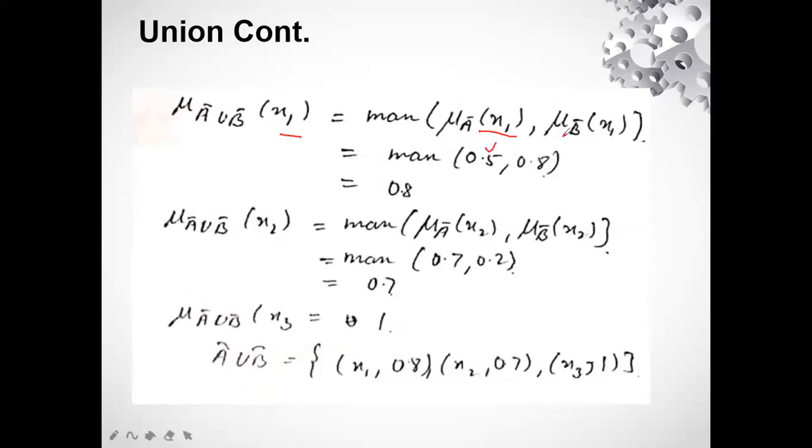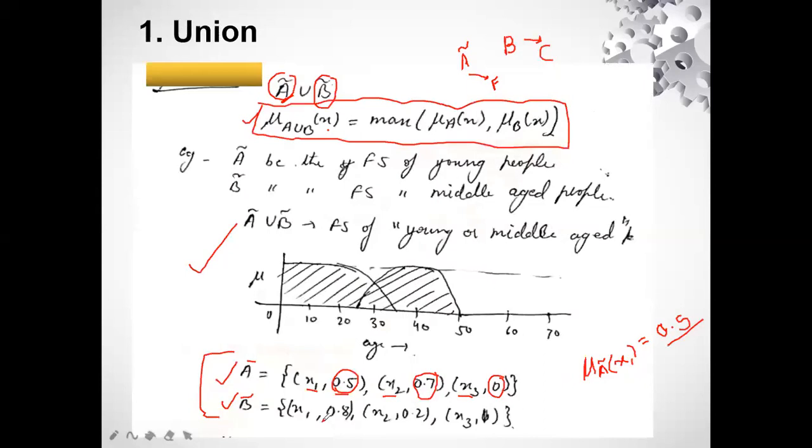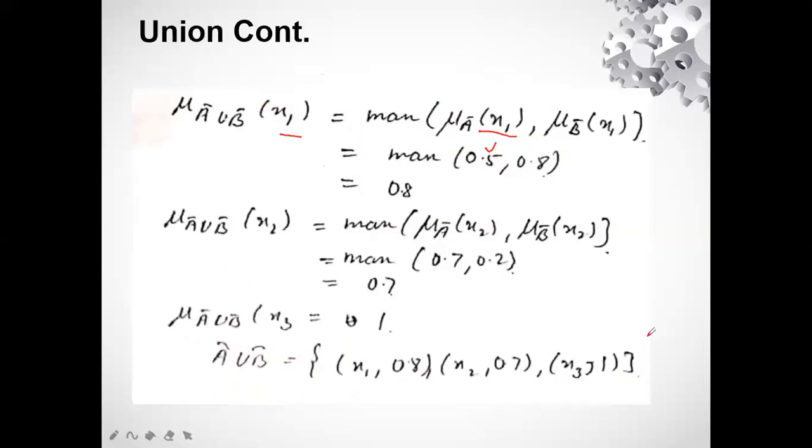Next, we have to give the value of mu b bar x1. What is the value of mu b bar x1? This is the element 1 of the b bar set and its degree of membership is equal to 0.8. So I'm going to write here 0.8. Now I have to find out which one is maximum among these two. Obviously 0.8 is maximum. So for mu a bar union b bar x1, I get the value 0.8.